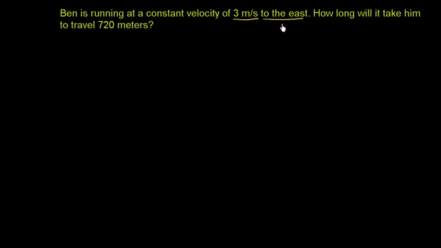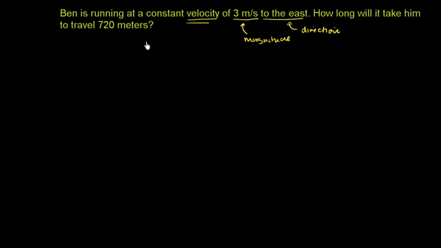And just as a review, this is a vector quantity. They're giving us the magnitude and the direction. If they just said 3 meters per second, then that would just be speed. So the magnitude is 3 meters per second, and it is to the east. So they are giving us the direction. So this is a vector quantity, and that's why it's velocity instead of speed.